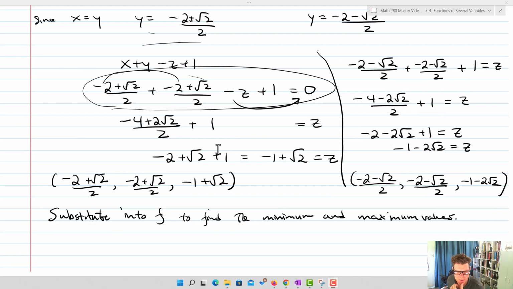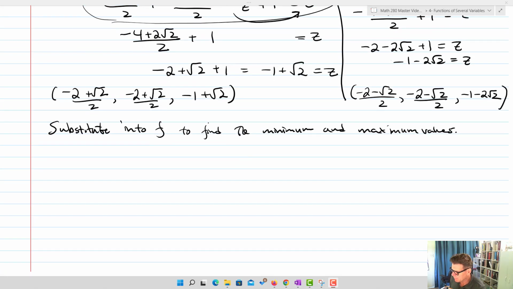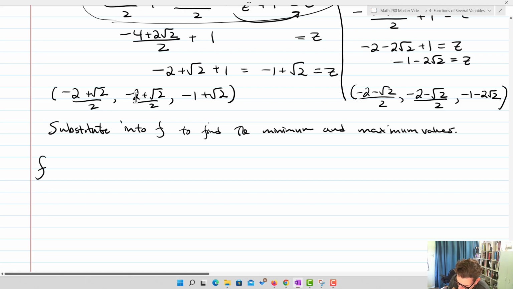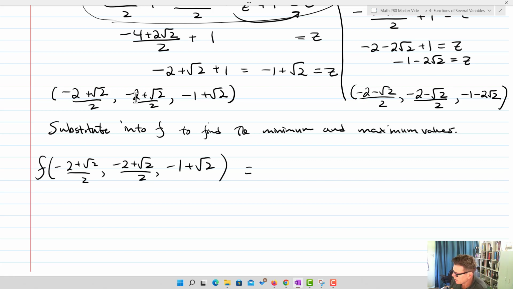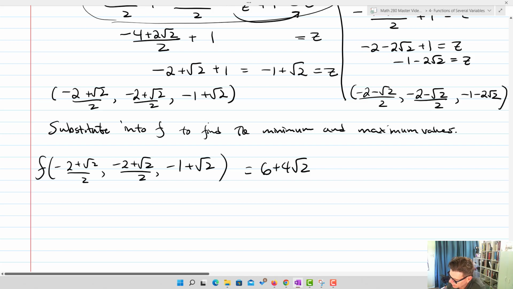Now what we'll do is substitute it into f to find the minimum and maximum values. If we take our first triple, let's say f of negative 2 plus root 2 over 2, negative 2 plus root 2 over 2, and negative 1 plus root 2. Plug it back into our constraint, and what we end up with is the value 6 plus 4 root 2. Okay?